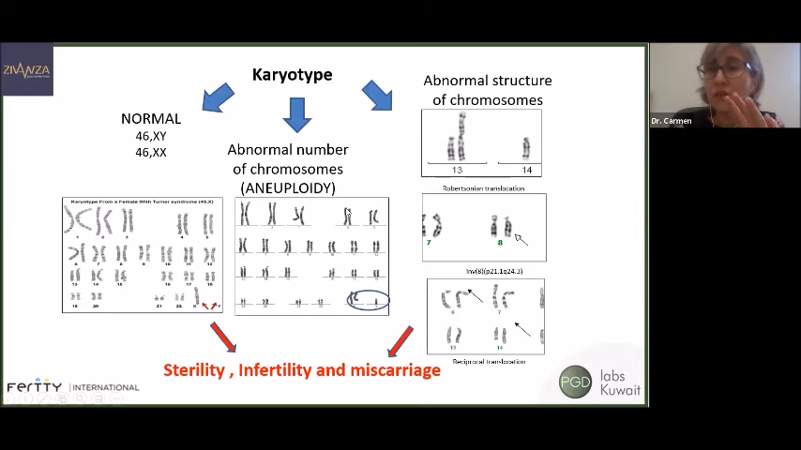Persons that are carriers of these abnormalities are usually completely normal. They have no disease and no sign, because they are carriers of this abnormality in a balanced way, meaning that they may interchange DNA from one chromosome to another, but they don't have missing or extra DNA. So these carriers are usually completely normal. They don't have any symptom. The only thing is that they can suffer from infertility and recurrent miscarriages.